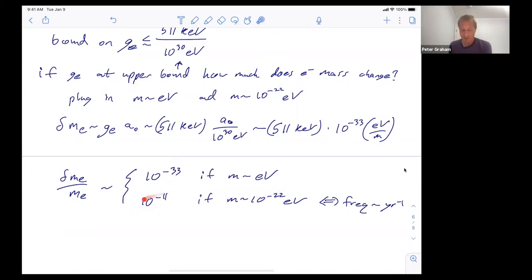Here, even at our largest amplitude, it would only be in the 11th digit of the electron mass that it would change. So you can imagine you have to measure very precisely. Yeah, great question. Is that clear? Or are there more questions on that?